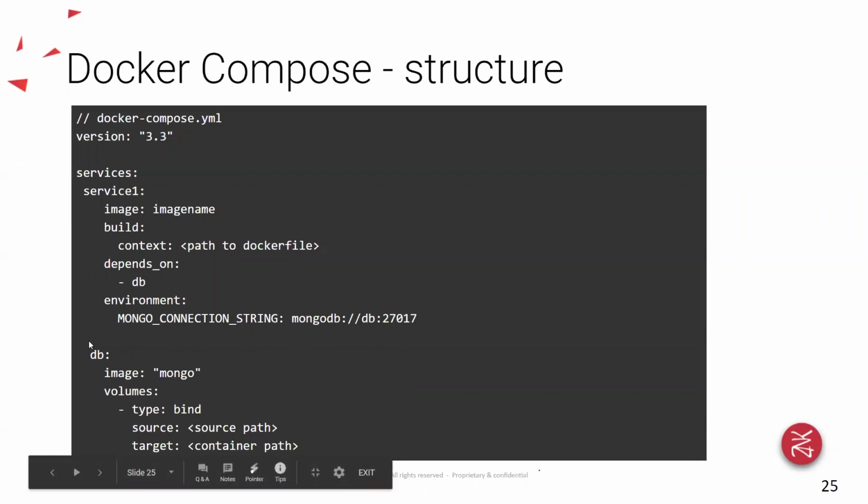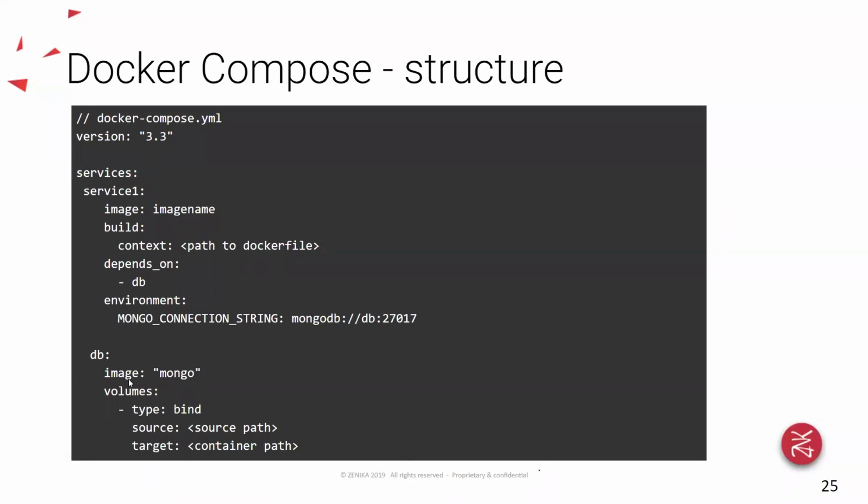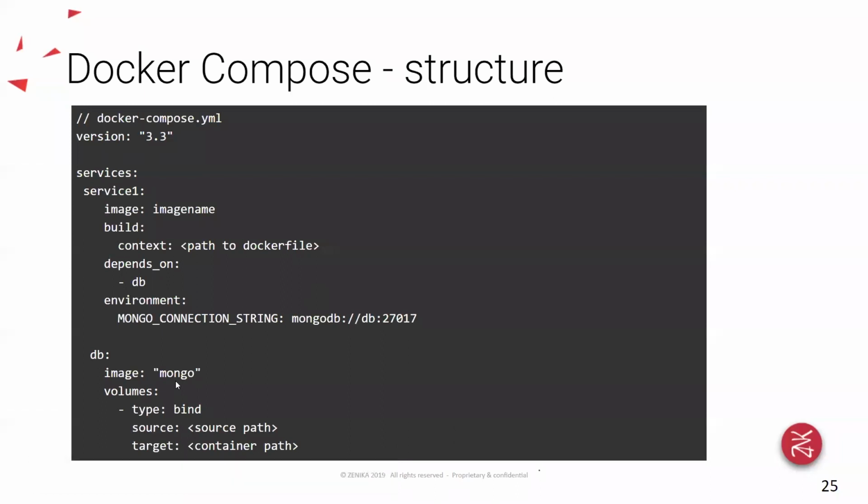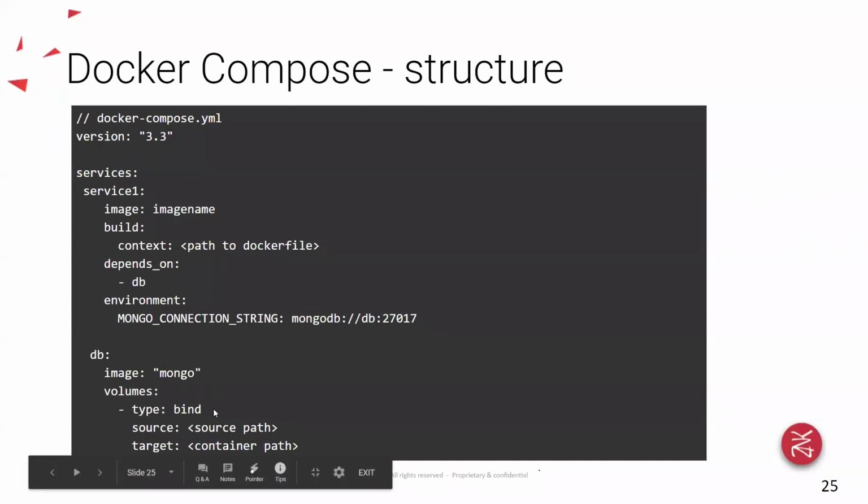Yeah, so inside the DB service, we can see my image is going to be Mongo. I don't need to pass in a build context anymore because I know Mongo exists in the registry. And then I'm going to bind the volumes, where the source is my host machine, and the target is my container path.